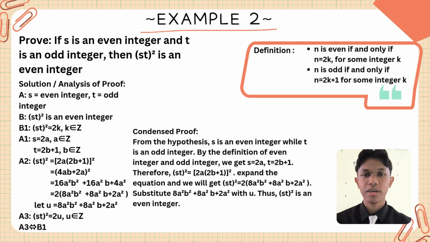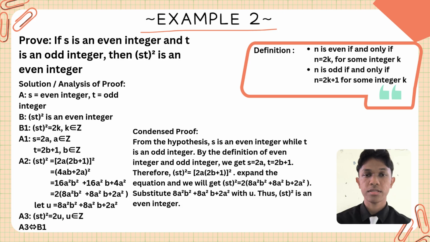Alright, so for example 2, we have: if s is an even integer and t is an odd integer, then st squared is an even integer. Now, our hypothesis will be s is an even integer and t is an odd integer. And our conclusion will be st squared is an even integer. Okay, let's start with backward method. And our B1 will be st squared equals 2k.